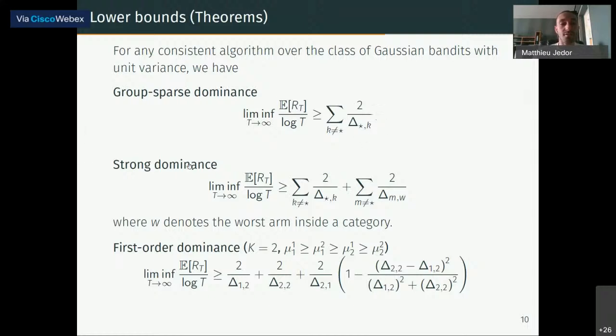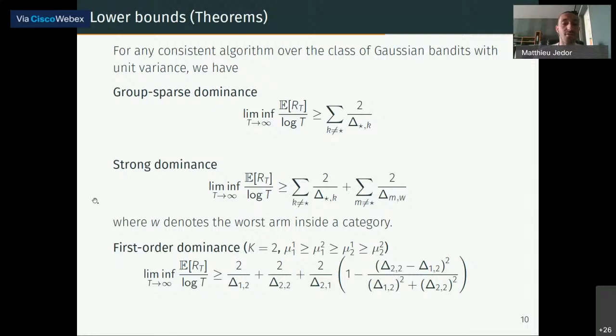In the strong dominance, that's a weaker notion of dominance, we just don't know the threshold between the two categories. In this case, the regret is linear in k plus m, that is the number of categories. So we can see here that what is important is that the suboptimal categories are just the worst arm in each category.